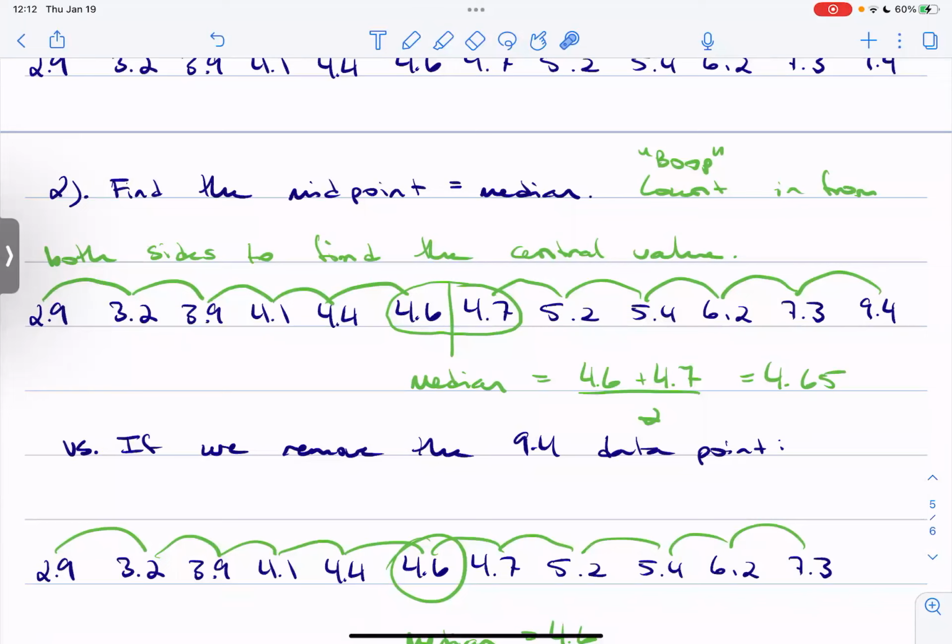As opposed to, if I've used 4.6 as the median, I'm not allowed to use it when I'm finding the quartiles. And so then I would start here at 4.4 and 2.9, and then I'd end up at 3.9. So it depends on how you found the median. That's going to tell you how to find the quartiles.